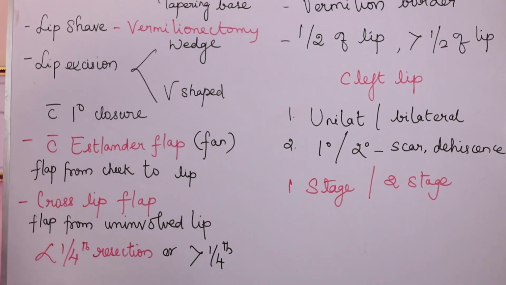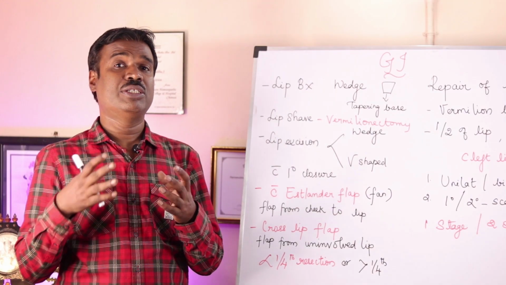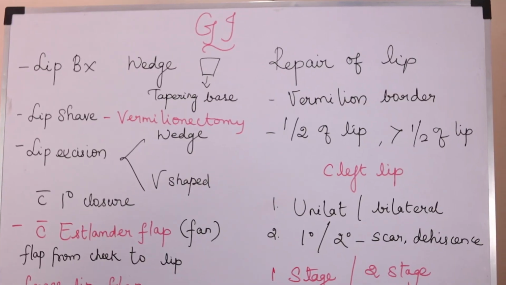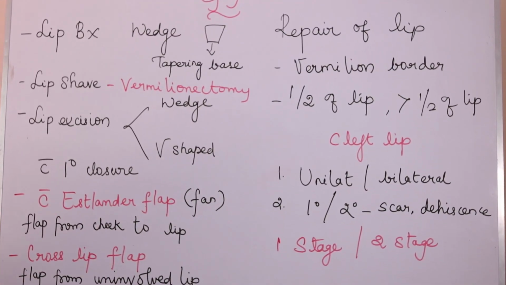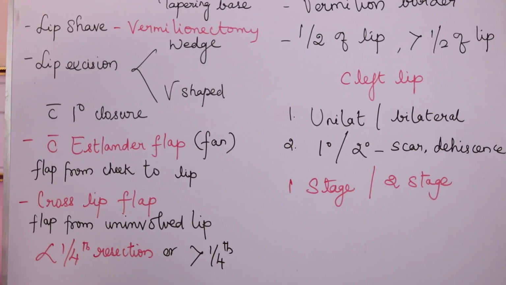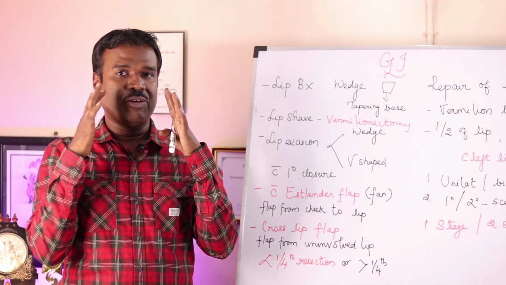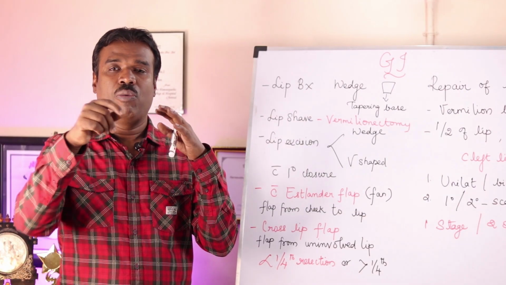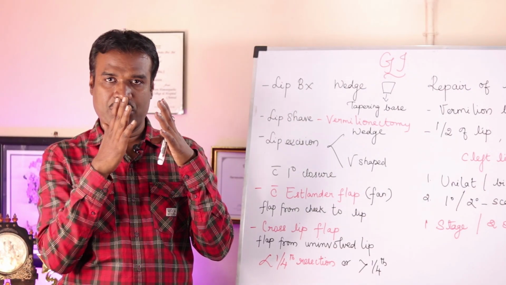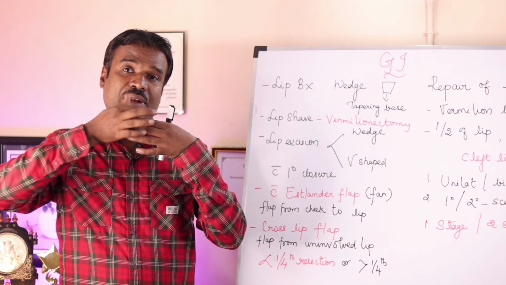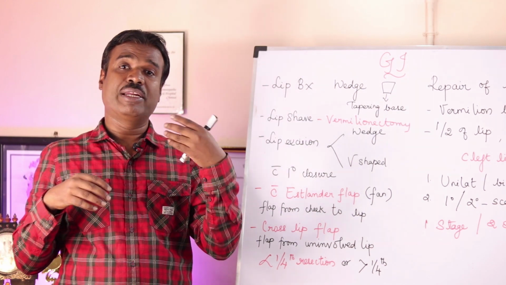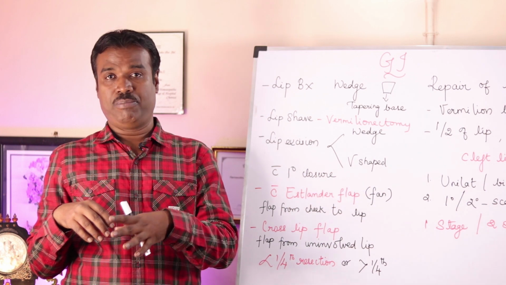Coming to the lip, we commonly come across a congenital condition called a cleft lip. I hope you might also have seen such babies. What is a cleft lip? There is failure of fusion of the lips. It can be partial, or it can even extend to the palate. So either it can be partial or it can be complete.